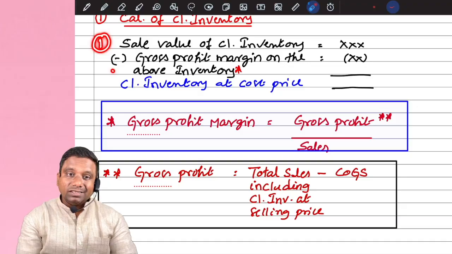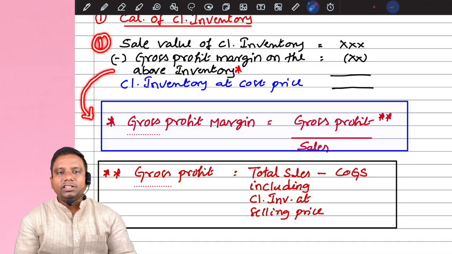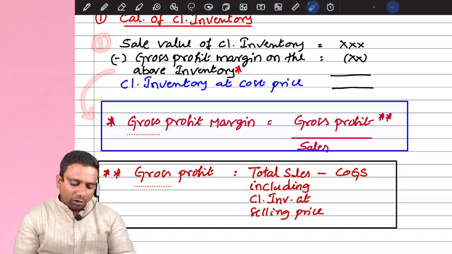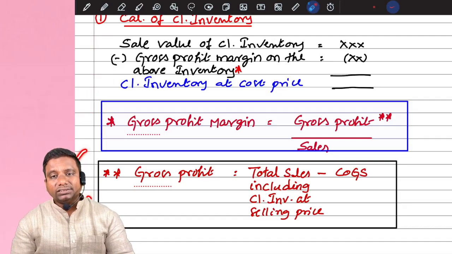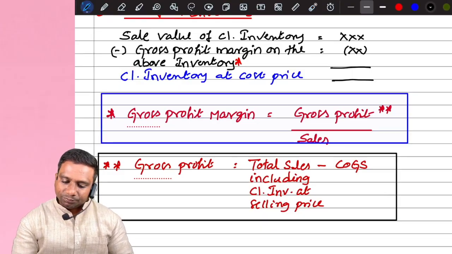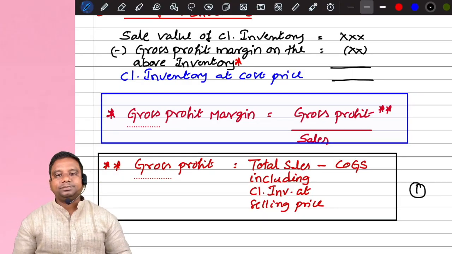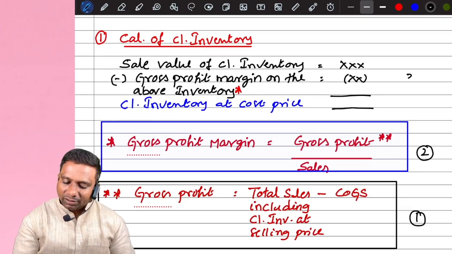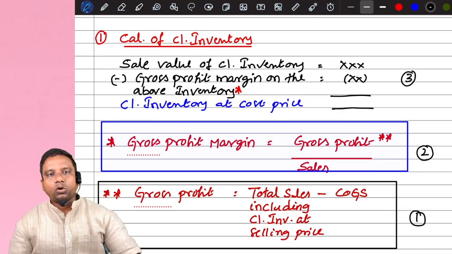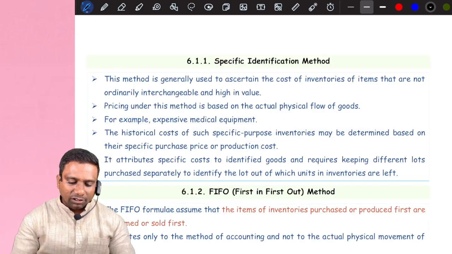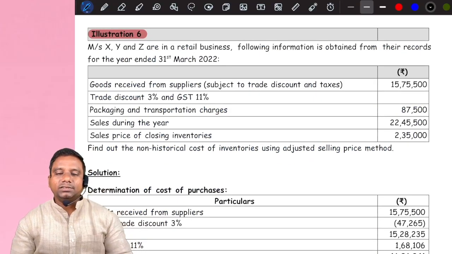If gross profit margin is not given, then calculate. For calculation of gross profit margin, what is the formula? Gross profit divided by sales. For calculation of gross profit, what is the formula? Total sales minus cost of goods sold. Means first you should calculate this one. Second, you should calculate gross profit margin. And third, you have to calculate this calculation. This is the problem solving technique. Simple. And this concept you can apply to illustration 6.